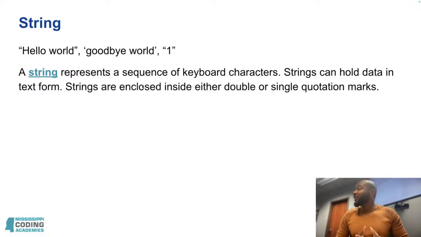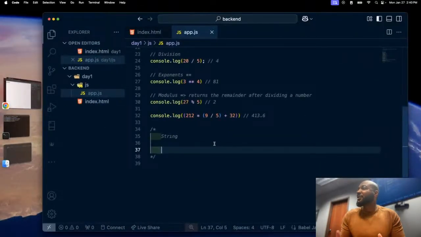A string represents a sequence of keyboard characters. Strings can hold data in text form and they're enclosed inside either single or double quotation marks. To put it simply, a string is just character text, or keyboard text rather. So anytime I type something in and I want it to be the literal representation of what I type on the keyboard, that is a string. So I'm going to say a string is, I'll just say keyboard text.